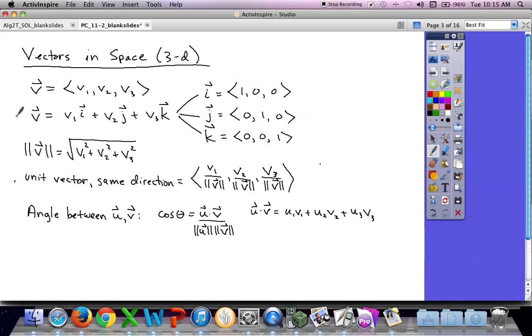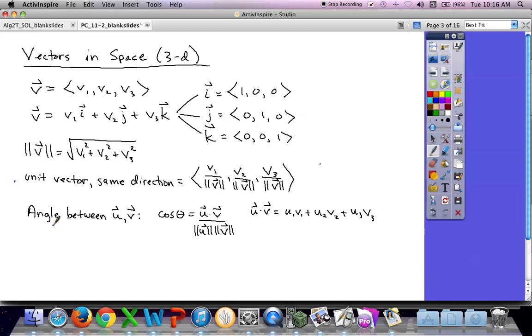Okay. We will find the magnitude of a vector that has 3 components by the same kind of distance formula, Pythagorean formula looking thing, the square root of v1 squared plus v2 squared plus v3 squared. We will find a unit vector in the same direction as v by dividing it by its magnitude. So once you know a magnitude, then the unit vector in the same direction is v1 over the magnitude, v2 over the magnitude, v3 over the magnitude.